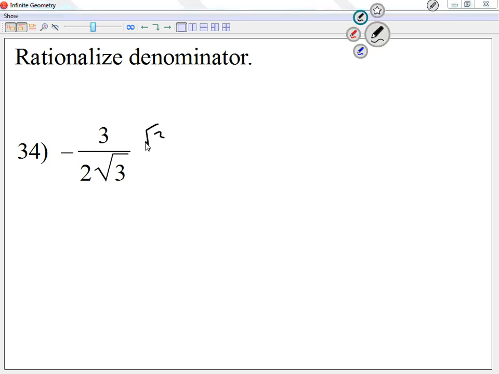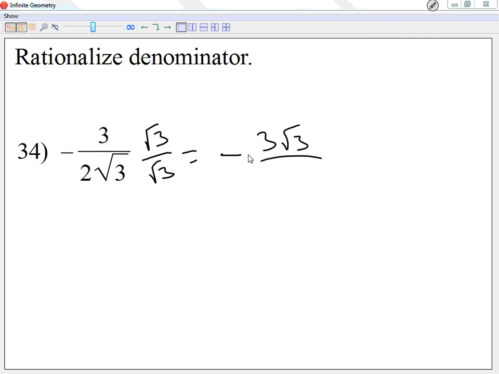Let me multiply top and bottom by radical 3. I'm trying to get rid of the radical from the bottom. So on the top, I have 3 radical 3. And I'm not forgetting my negative sign in front of it. At the bottom, I'm going to get a 6, because if I multiply my 2 radicals, that's 3, times the 2 that was in front of it, that's how I got 6.